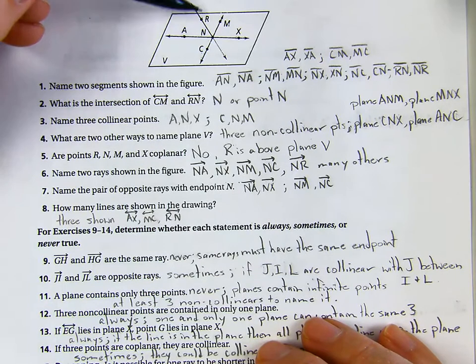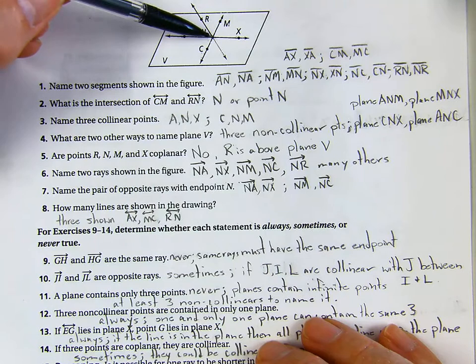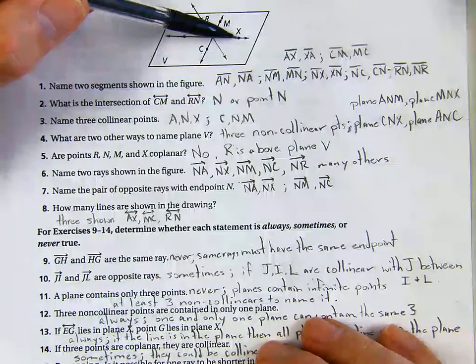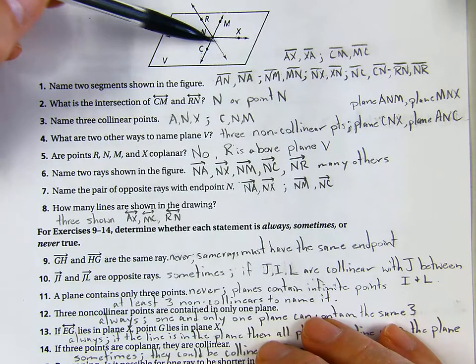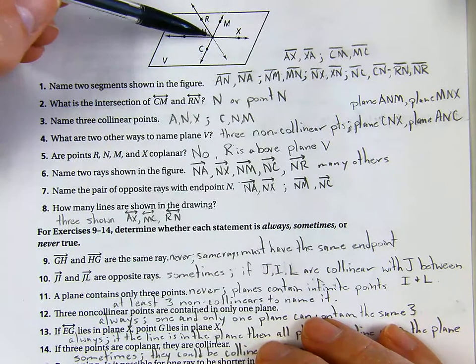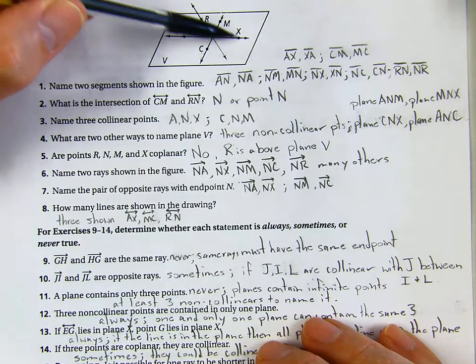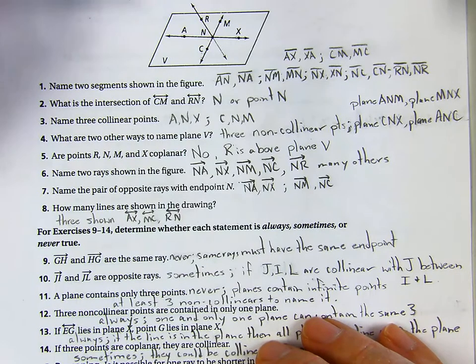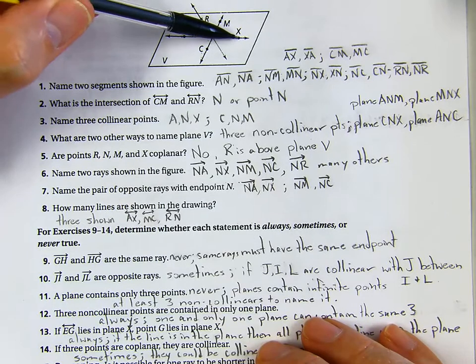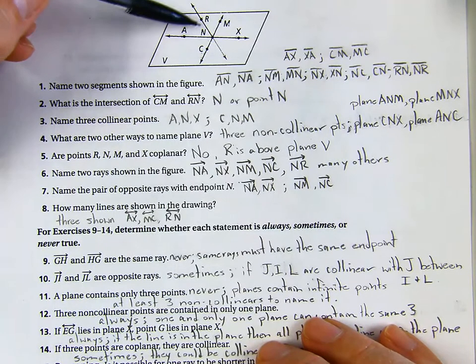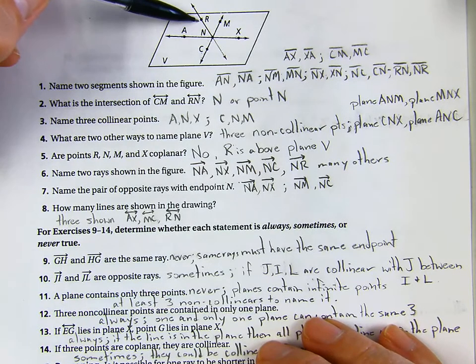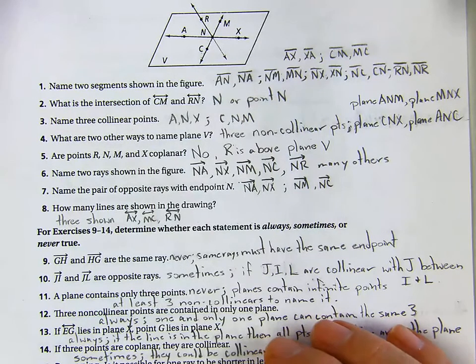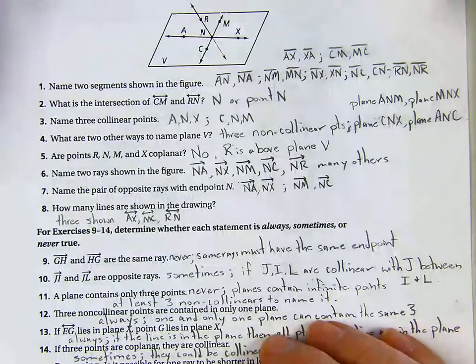Next, it says, are points R, N, M, and X coplanar? All right, we got R is above it, N, M, and X. No, they are non-coplanar. Now, any 3 that are non-collinear here would be coplanar. If you can draw a triangle through 3 points, then they're coplanar. We can draw a triangle through these 3, they would be coplanar. I could even draw a triangle through R, N, and R, M, and N. That would make them coplanar, but they're not coplanar with a 4th point X. So nope, R is above the plane, and therefore they're not coplanar.